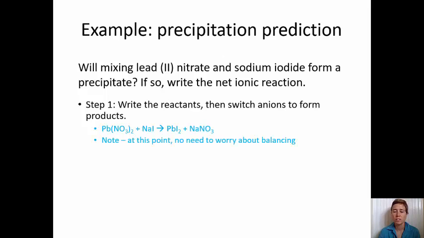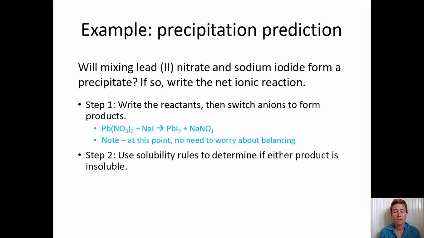At this point, you don't need to worry about balancing the reaction. You're going to be crossing most of the things out anyway. So it doesn't really matter at this point whether you're making 1 or 2 of something. What you want to know is what you could be making. Step 2 is using solubility rules on the products to determine if either of them might be insoluble. Sometimes they're not. Sometimes you're just like, nope, there's no precipitation here.